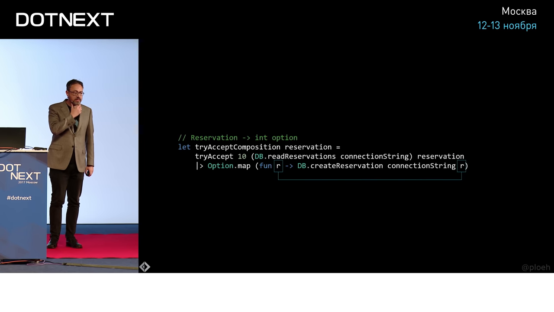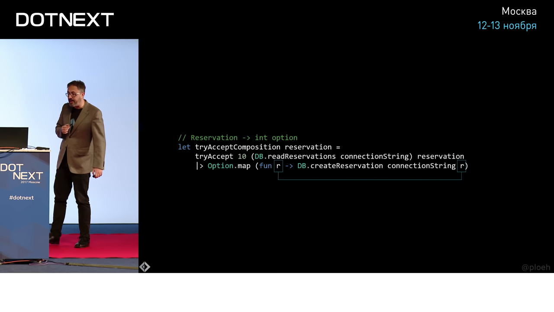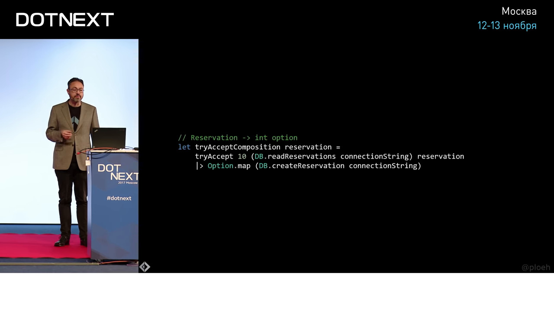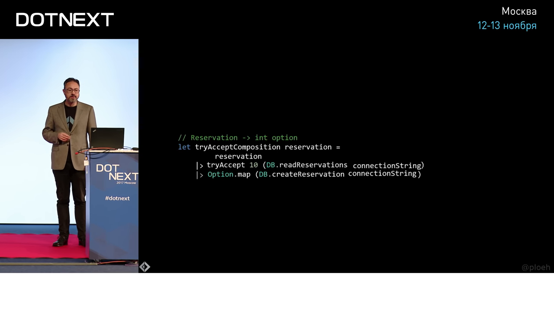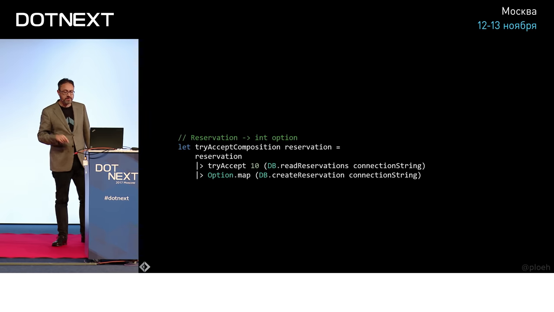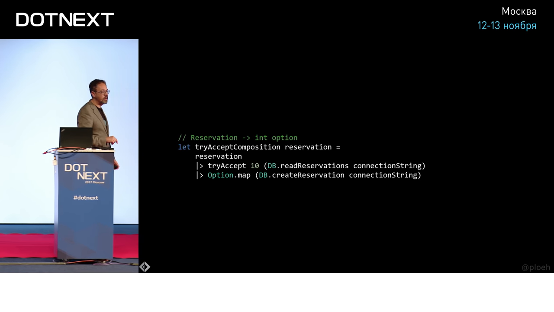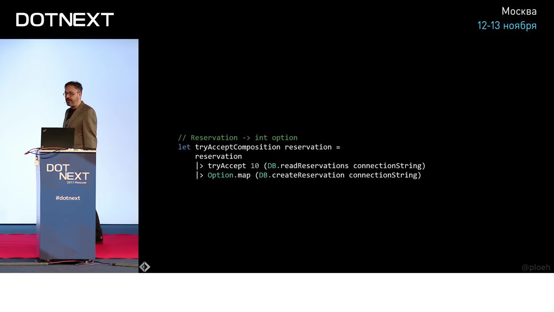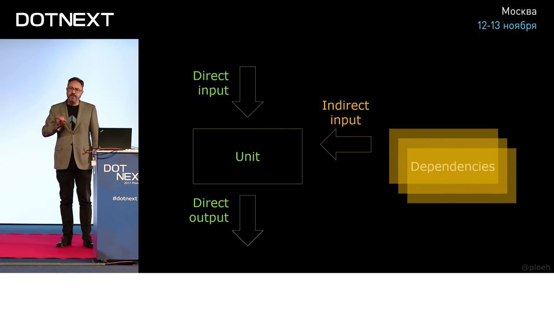And you'll notice that there is an R on both sides there, so we can do an eta reduction and just make that a little prettier. That's not really important. We can take the reservation and move it up here and pipe it so that we have multiple pipes. You'll see me do this again later on. This is just a different way of writing the same thing. Right, so this is how we get rid of indirect output.